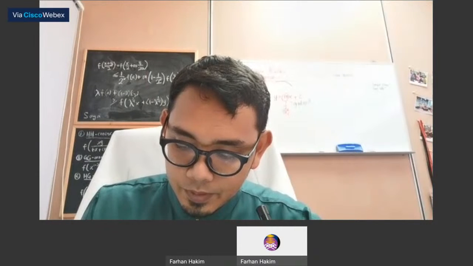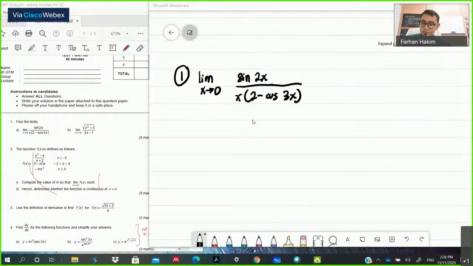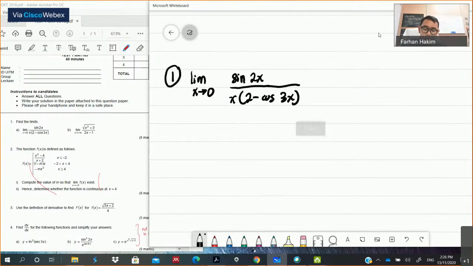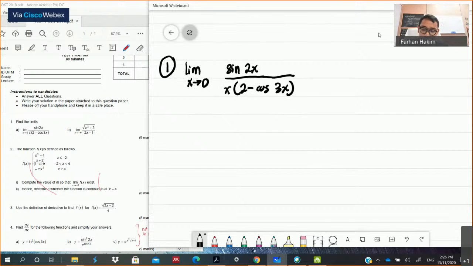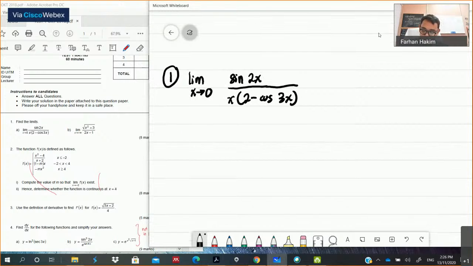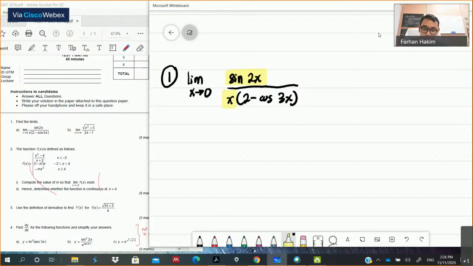Okay, so we have this function and we want to find the limit. Of course, when it involves trigonometry, we have to use the squeezing theorem. Recall that the squeezing theorem says that the limit as x approaches 0 of sine x over x will be 1. So our intention is to put this sine of 2x together with x.